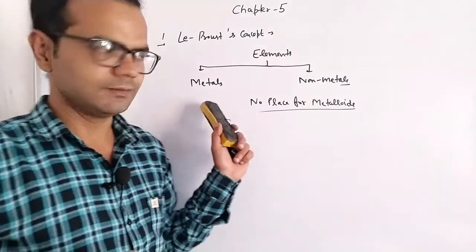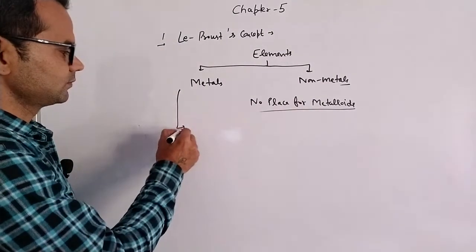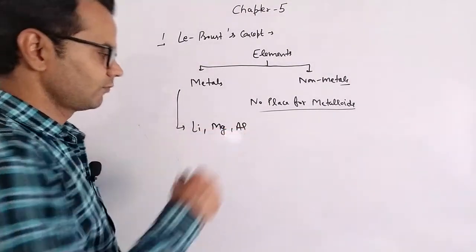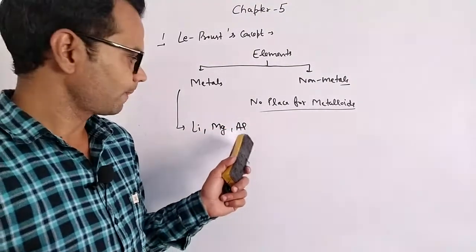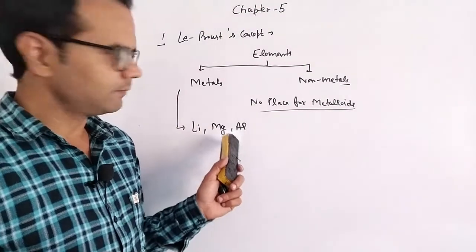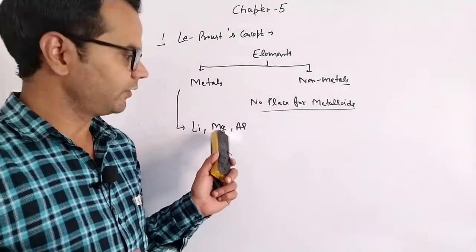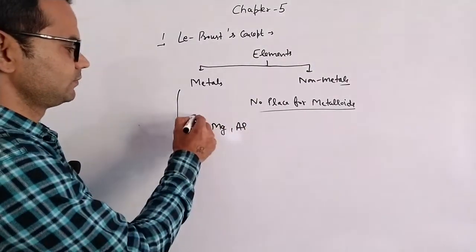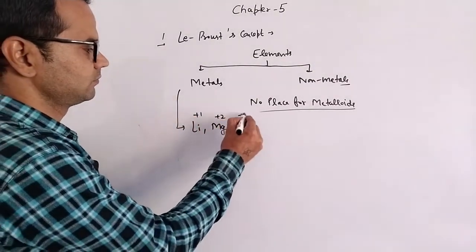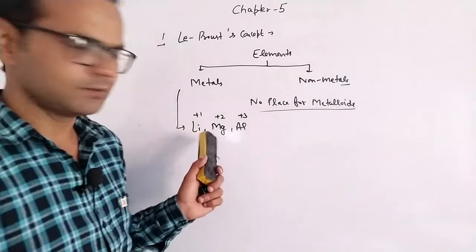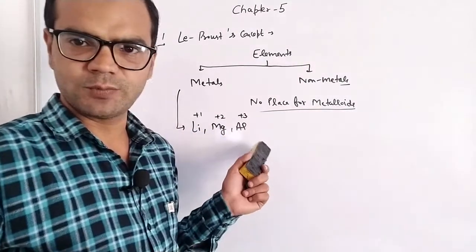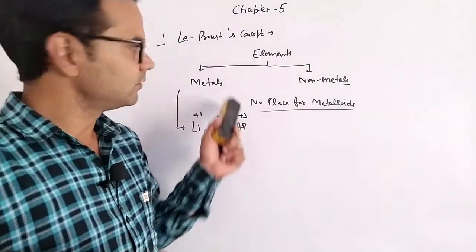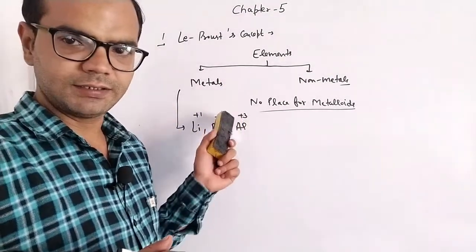For example, we have three metals: lithium, magnesium and aluminum. They all are metals, but they have different valencies, different oxidation states, different physical properties. Lithium shows +1 charge, magnesium shows +2 charge, aluminum shows +3 charge. So how can we place them under one category?